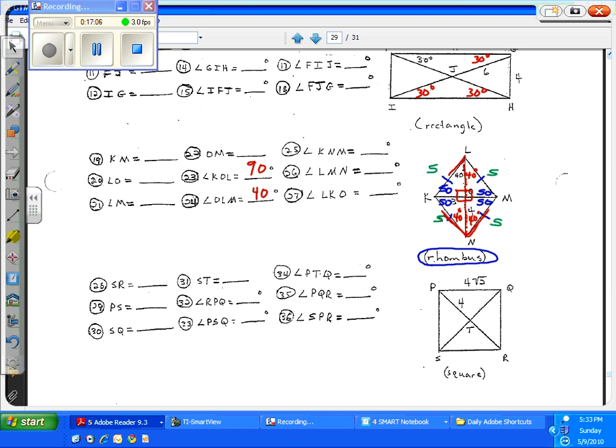Opposite angles of a parallelogram are equal, so if this is 40 plus 40, which is 80, then the opposite angle, the angle opposite it, would be 80 also. Opposite angles of a parallelogram are equal. A rhombus is a parallelogram. Number 26, angle LMN, from the sum of the angles of a triangle is 180, or the acute angles of a right triangle are complementary. We got that that angle was 50 degrees. Angle LKO, LKO is 50 for the same reason.